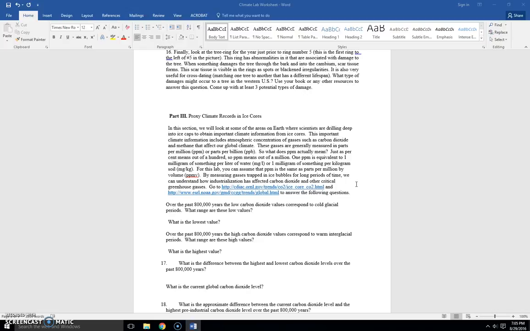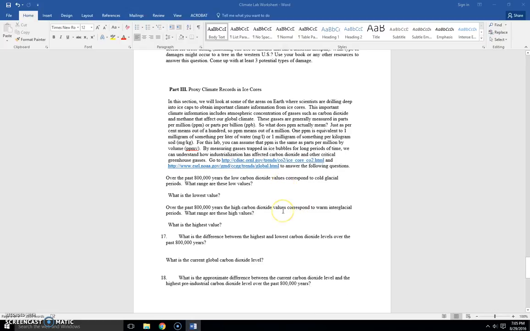So by measuring gases trapped in ice bubbles for long periods of time, we can understand how industrialization has affected carbon dioxide and other critical greenhouse gases. So go to these 2 different websites to answer the following questions. And these questions concern what has happened over the past 800,000 years, which is a much longer time span than the tree core record, which is just hundreds, thousands of years. So here you go, you answer these questions.